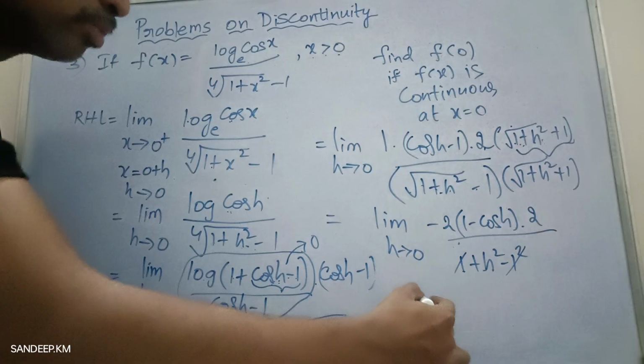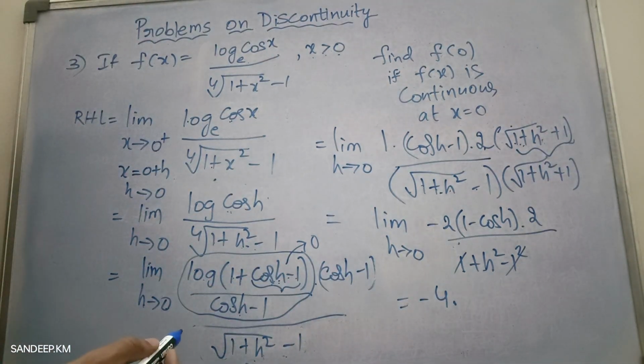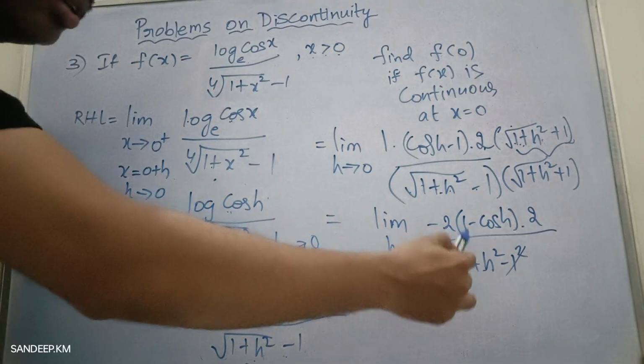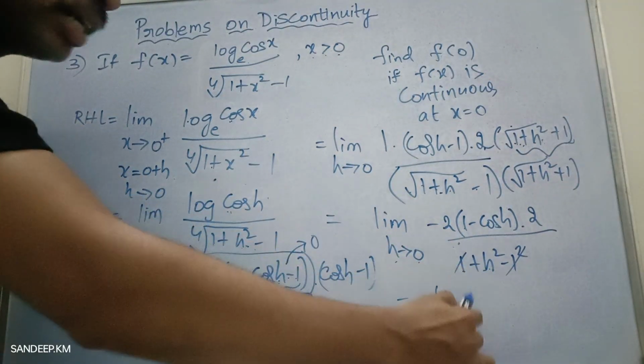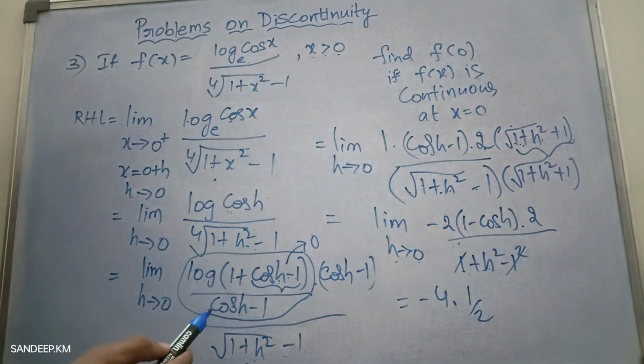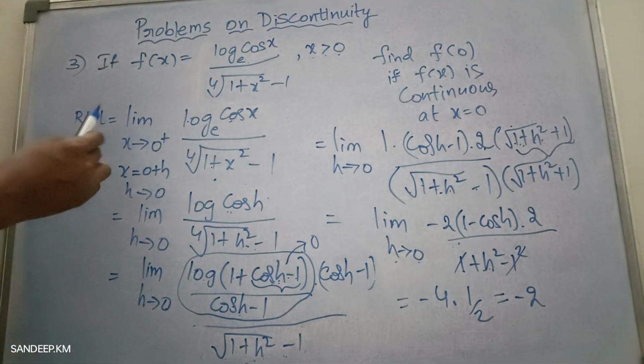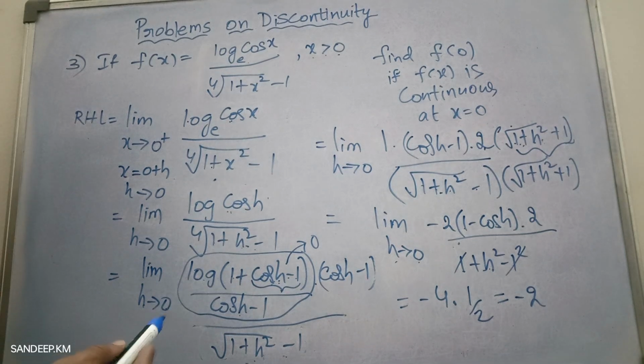Minus 2 into 2 is minus 4 into, in trigonometric limits we have learned that limit h approaches 0, 1 minus cos h divided by h square is 1 by 2. We have discussed it and we have used it many times in trigonometric limits. So the answer is minus 2. What answer? The right hand limit. The right hand limit is equal to minus 2.